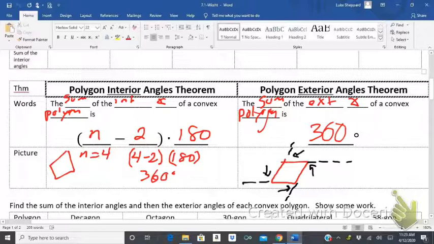Okay? So when you look at these, those are the two big ideas to take away from this chapter. That's basically all we're going to be using this entire time. So you need to be able to figure out exactly how many degrees are inside of a polygon. You're going to need to figure that out every single time, and now we're just going to go through some example problems.